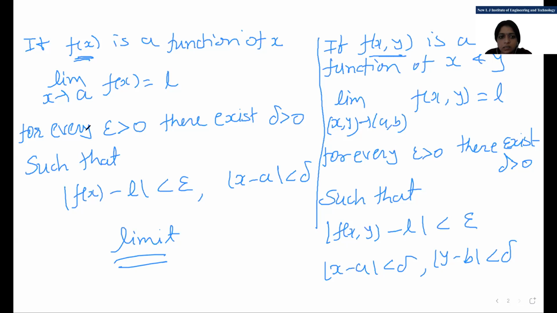Here, the limit is x tends to a. Here we have two variables, so x tends to a and y tends to b, and f of xy is equal to L. For every epsilon greater than 0, there exists delta greater than 0 such that, as our function has two variables, mod of f of xy minus L is less than epsilon, whenever mod of x minus a is less than delta and mod of y minus b is less than delta. So this is the definition of the limit for a function with two variables, or we can say a function of several variables. Now we'll move to the existence of the limit.